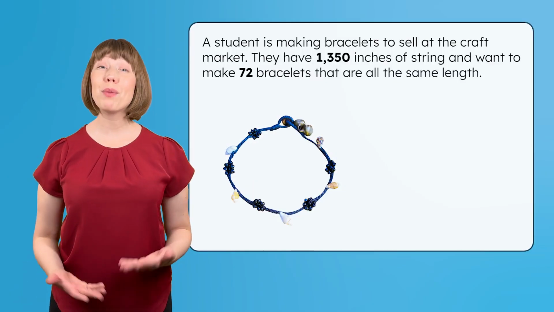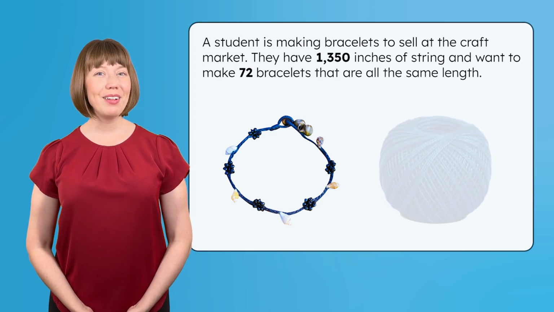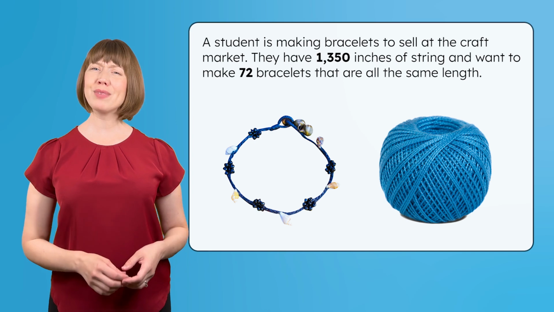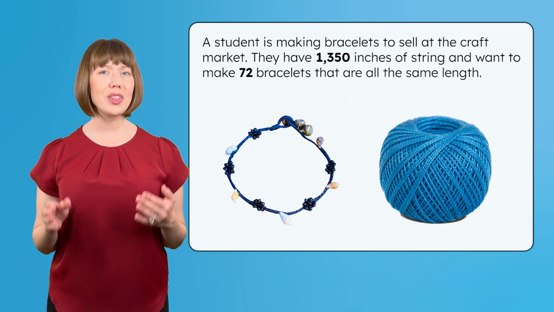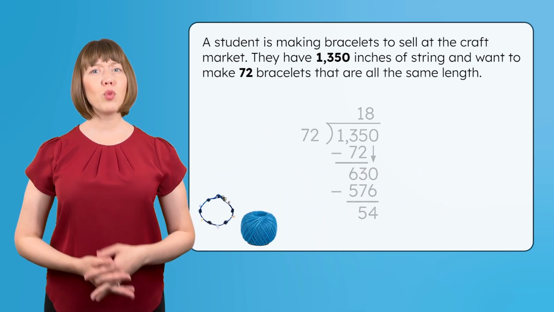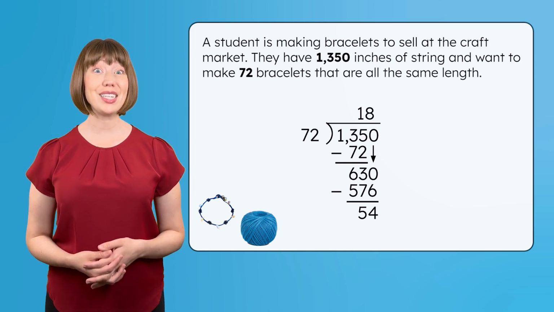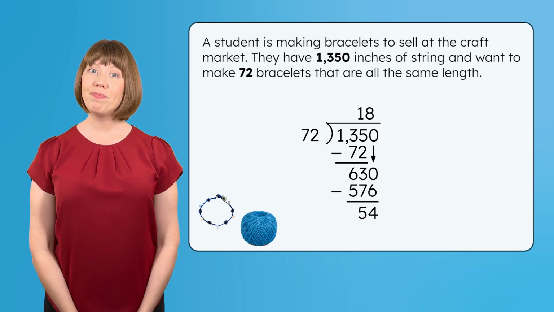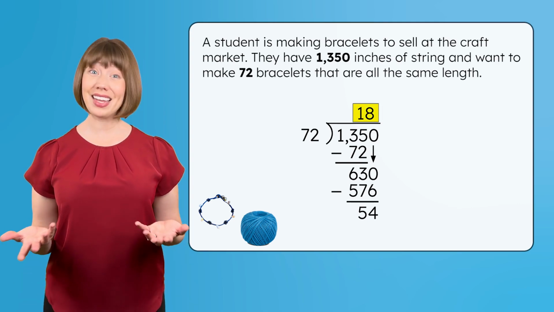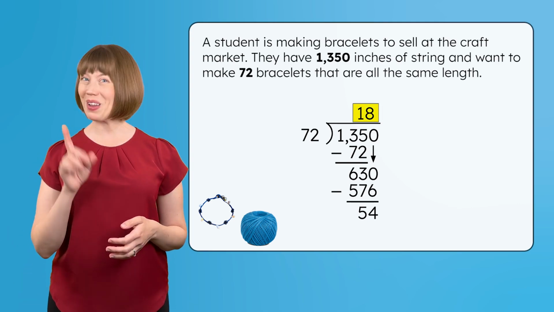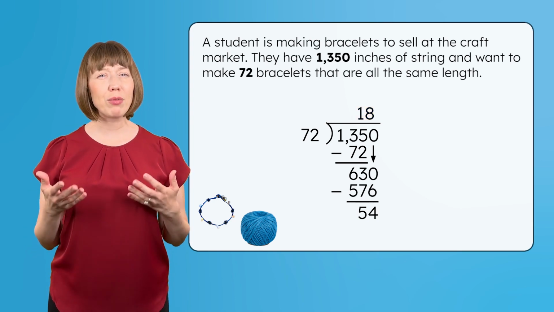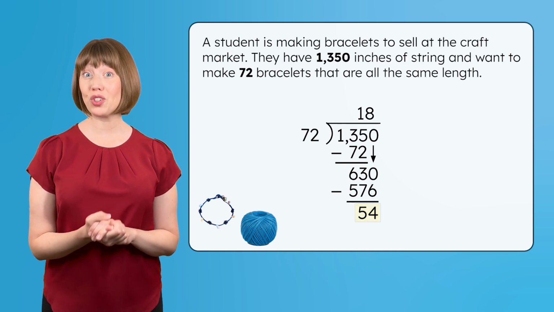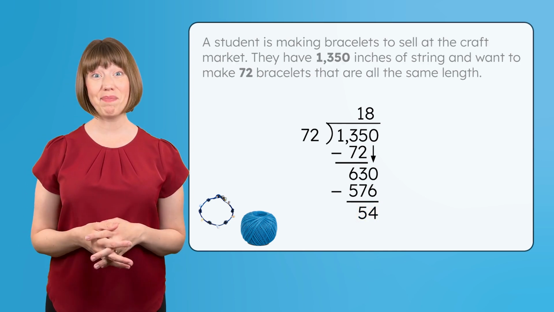A student is making bracelets to sell at the craft market. They have 1,350 inches of string and want to make 72 bracelets that are all the same length. When we divide 1,350 by 72, the quotient is 18 with a remainder of 54. Each bracelet will have at least 18 inches of string, but we're not done yet. We still have that remainder of 54 to think about. There are some important questions we can answer to help us make sense of it.